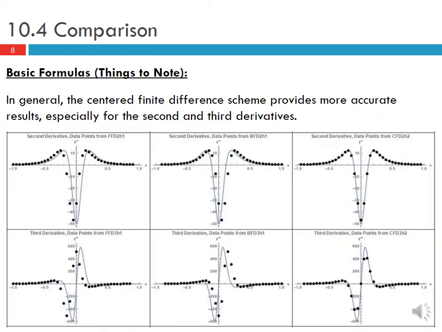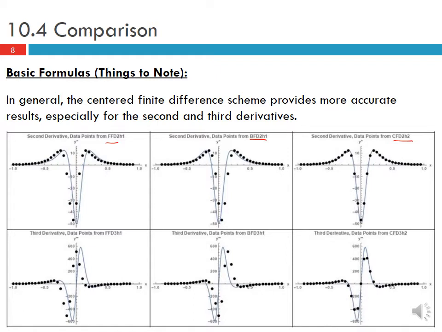So let's look at a few things to note. In general, the centered finite difference scheme provides more accurate results compared to the forward finite difference and backward finite difference schemes, especially for the higher derivatives, for the second and third derivatives. This shows the second derivatives in the first row here and the third derivatives in the second row with the forward finite difference, backward finite difference, and centered finite difference schemes. And you can see that the centered finite difference has higher accuracy compared to the other schemes.